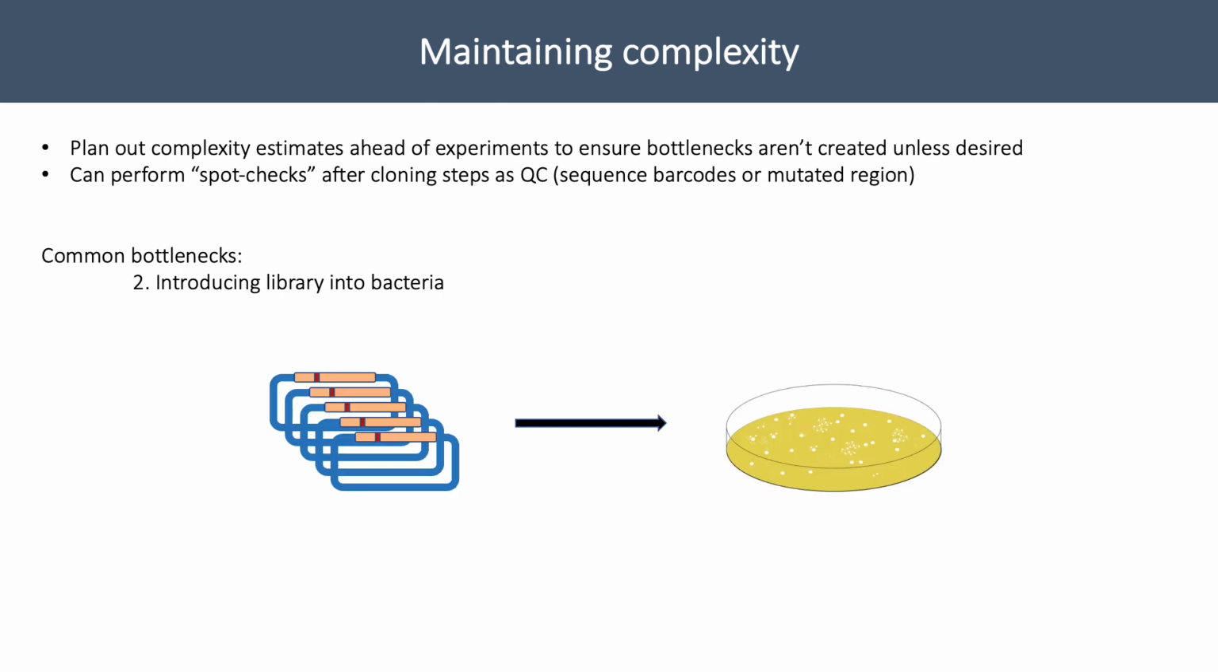You also want to ensure that you are transforming enough of this product into bacteria, and to track the number of individual transformation clones you generate, and make sure that it's large enough to encompass all of the variation that you introduced at your library prep stage.